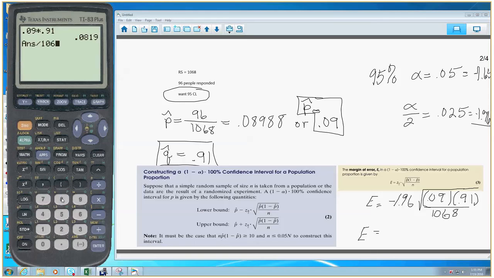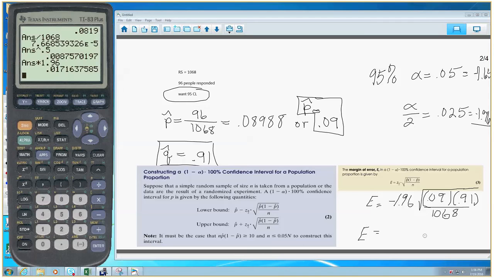1068 divided by that equals, and then I'm going to raise that to the 0.5 power. And I'm going to multiply that by negative 1.96. It doesn't matter because you add and subtract, so the negative works out, so you don't have to worry about it. So what is my margin of error? 0.0172, or 2% margin of error. You remember you hear on these polls, a 2% margin of error? That's where it comes from.